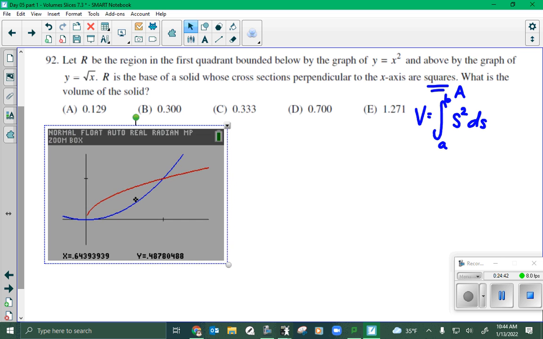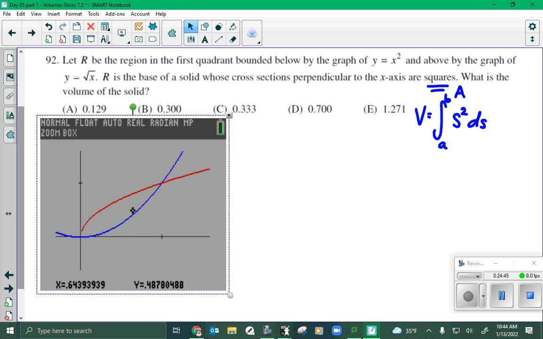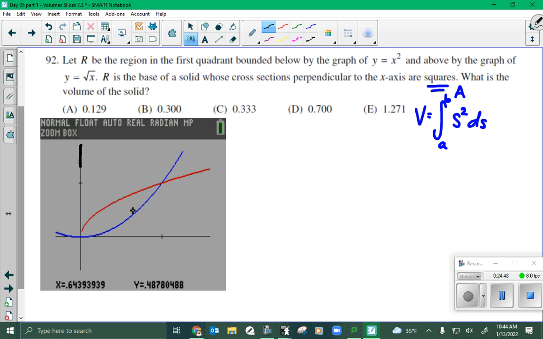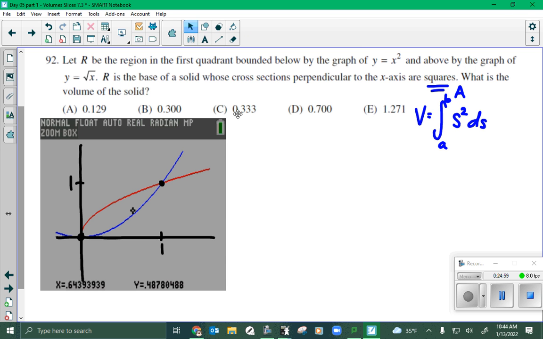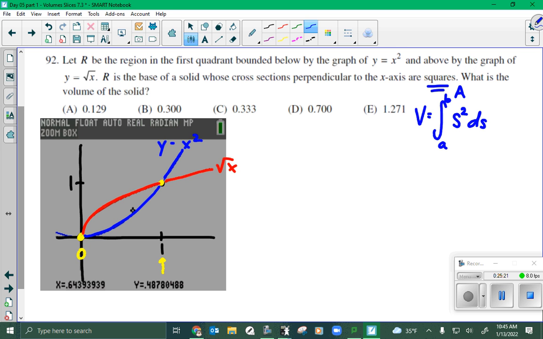Okay, so if you had to sketch this, we draw the y-axis. We draw the x-axis. Here's 1 on the x. Here's 1 on the y. They intersect at that point. They also intersect at the origin. Okay? So let's do some yellow here. They intersect here at 1, and they intersect at the origin, which is 0. Those are my bounds. Okay? So here is the square root of x. Here is x squared. Okay, I guess I should say y equals.